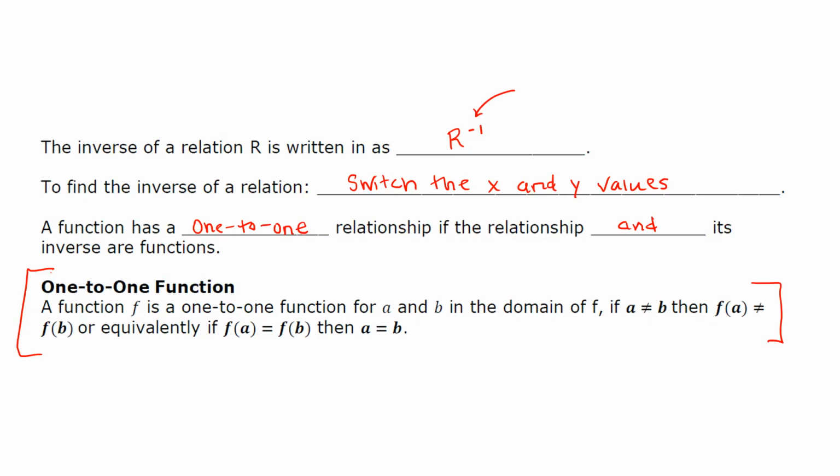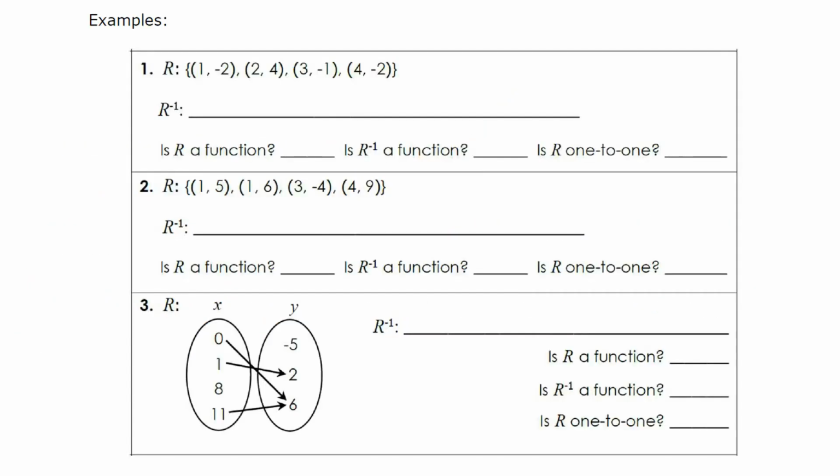Okay, so let's look at some examples to hone this in. In the first one, we have a relation here, which is our set of ordered pairs. So the inverse of R will be the set of ordered pairs where the x and y values are switched. So the point (1, -2) would be the point (-2, 1). (2, 4) would be (4, 2). (3, -1) would be (-1, 3). And (4, -2) would be (-2, 4).